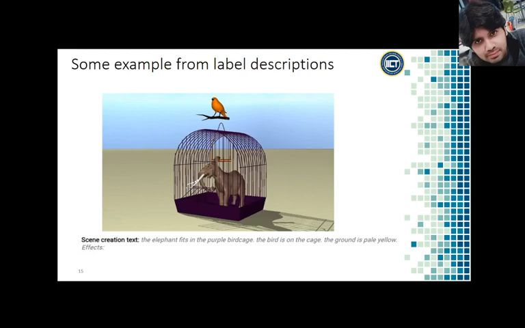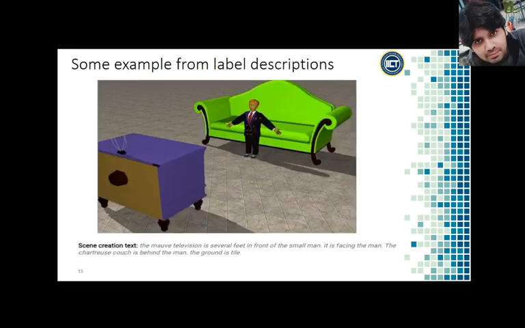There is another example. The elephant fits in the purple bird cage. The bird is on the cage. The ground is pale yellow. Okay. And of course, there are some other examples which are like this.